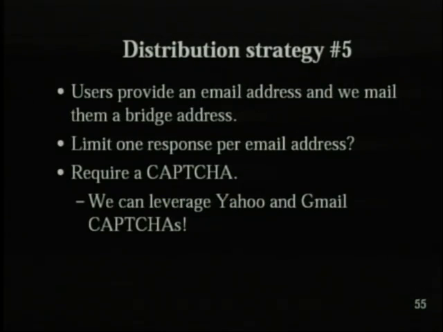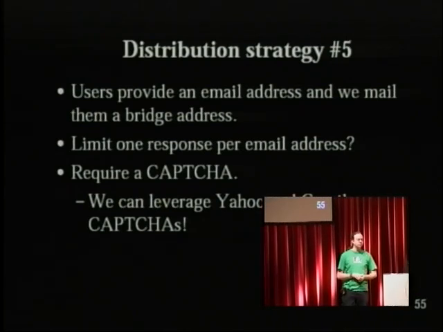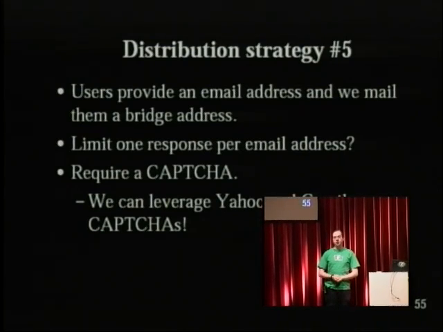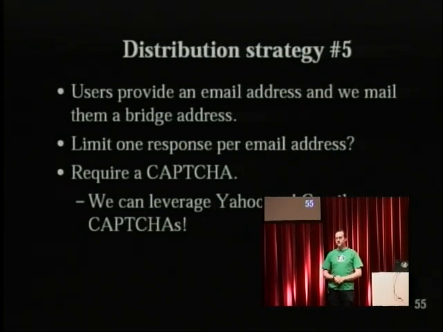And then a fifth strategy is you send us an email, and we send you a bridge address. That's all there is to it. And we don't answer more than once, so you have to create a new email address if you want a new answer. And we could require a CAPTCHA. You have to fill in the little letters that you see in this picture. And I don't have to write my own CAPTCHA code. I can just say it needs to be a Gmail address or a Yahoo address. And I'll let them take care of figuring out how to delay more user creation. So hopefully that'll be another start. And I can, you know, leverage Yahoo's CAPTCHA experts to take care of that side of it for me.